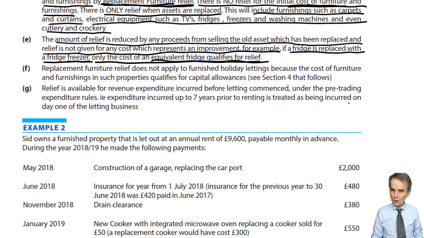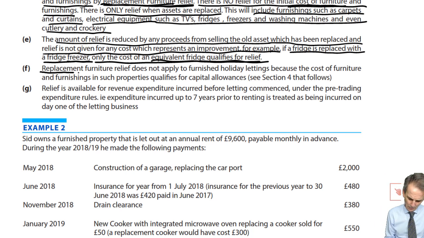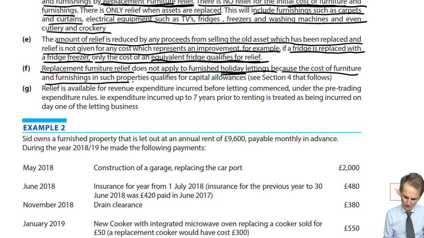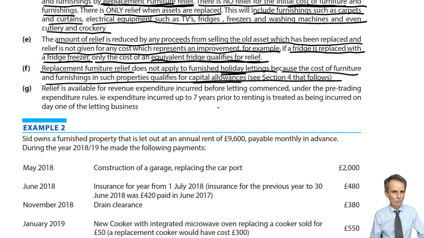Don't worry, in example 2, you're going to be having a go at an example on that. This rule as regards replacement furniture relief does not apply to something called furnished holiday lettings, because the cost of furniture and furnishings in such properties does qualify for capital allowances. Now, there are also various specific rules that pertain to that very special type of property, furnished holiday lettings. So watch out for that word holiday. We'll be looking at that in a later lecture, just a wee bit later on in this chapter.